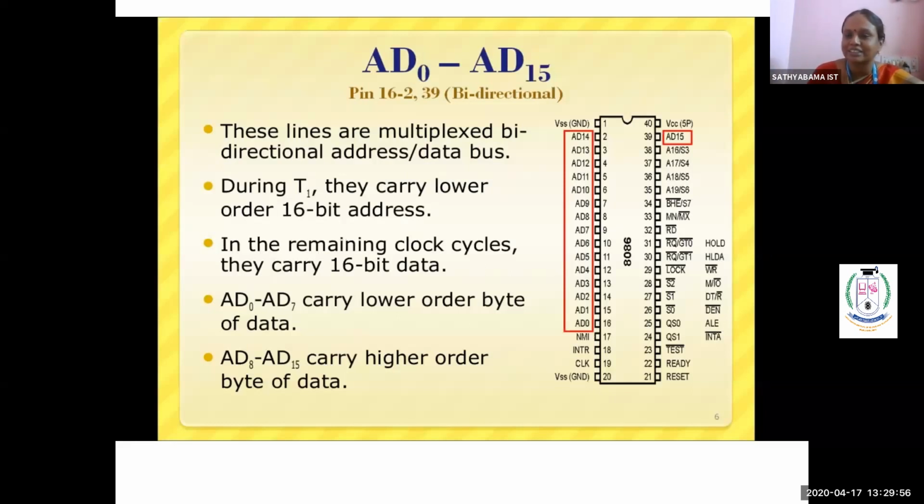What is the main purpose of this? To reduce the number of pins, we multiplex address and data in a single pin, AD0 to AD15. AD0 to AD15 means what? Totally how many bits? 16 bits. 16 bits for data and 16 bits for address. The remaining 4 bits for address we will see separately.